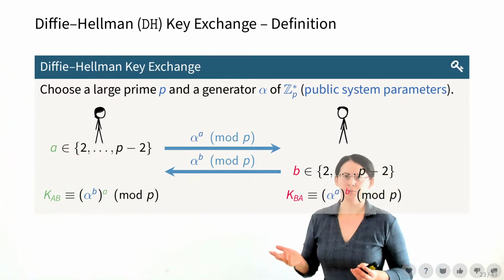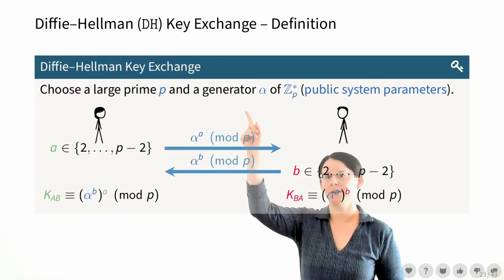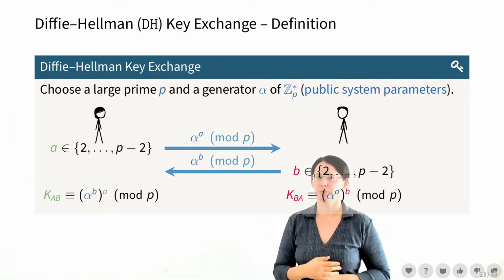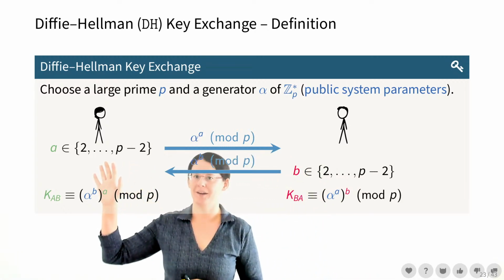So what do the two people do? Remember, they don't have any shared information beforehand. They only know the system parameters. So what do they both do? It looks very similar, but let's first look at Alice's perspective.